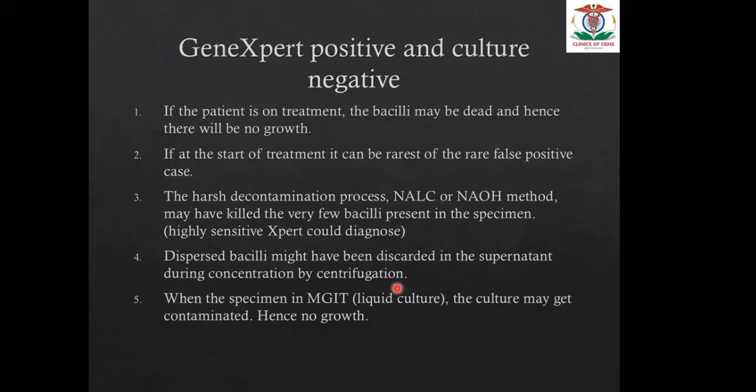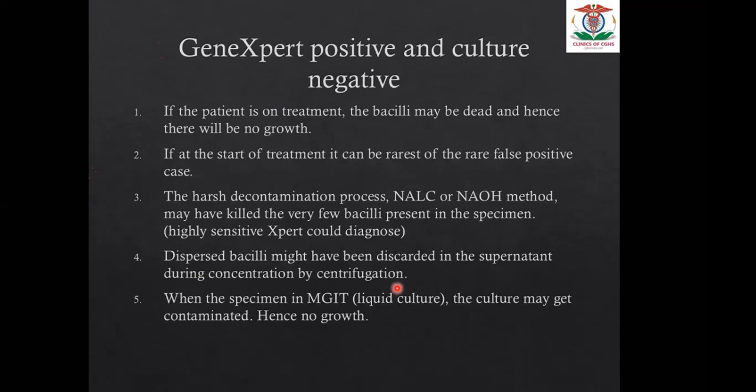So the other dilemma: GeneXpert is positive and culture is negative. If the patient is on treatment, the bacilli may be dead and hence there will be no growth. GeneXpert can detect the DNA that is there. DNA that is left behind by the dead bacilli will be picked up by the GeneXpert, which is very sensitive. But when you put the same specimen for growth, there will not be any growth. If it is at the start of the treatment, it can be a rarest of the rare false positive case of the GeneXpert. Falsely, it can show us positive. So one should be careful. It is rare in case of retreatment cases. It should be kept in mind in case of new treatment cases, new patients.